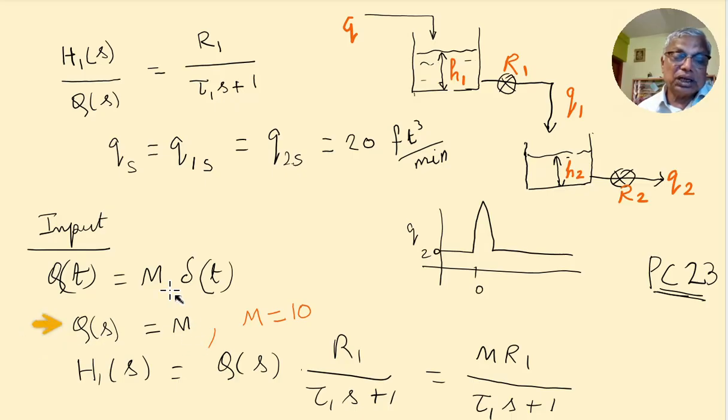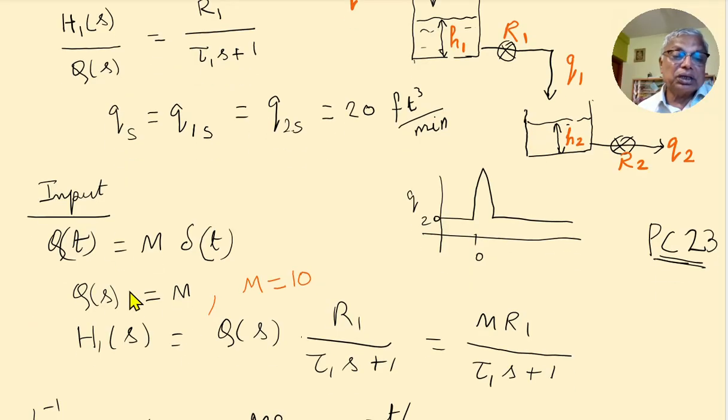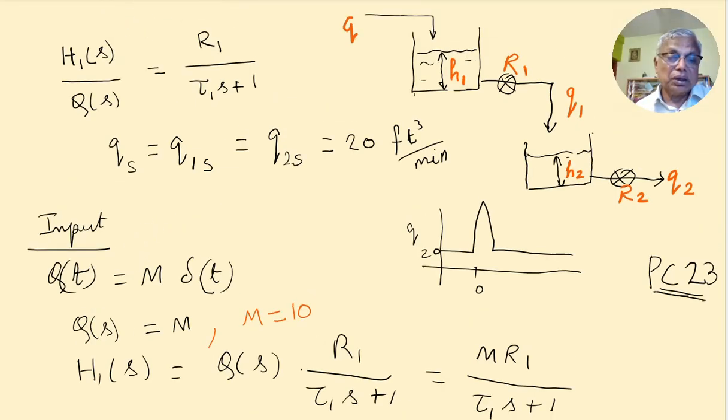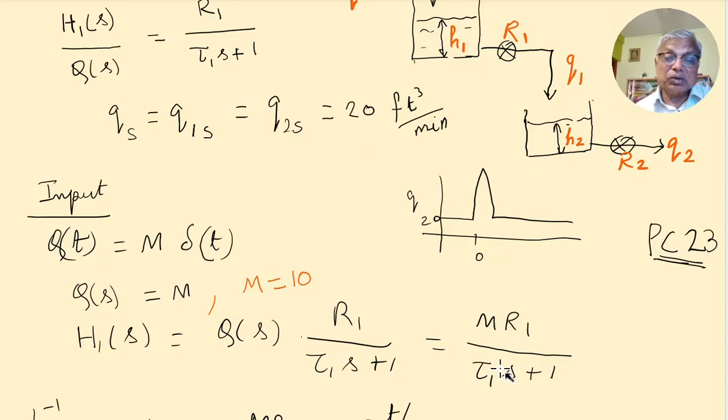Q(s) equals the Laplace transform of delta(t), which is 1, so M. Q(s) is equal to M. And if you substitute this Q(s) here, H1(s) is equal to Q(s) into R1 by tau 1 s plus 1. So that is what Q(s) into this. Now for Q(s) equal to M, I substituted M here. So M R1 by tau 1 s plus 1.